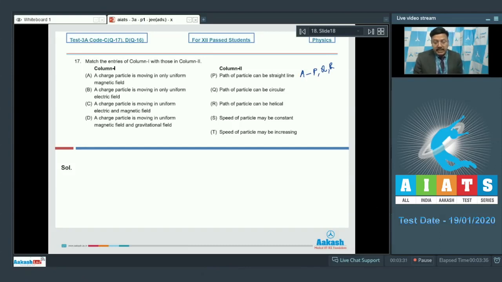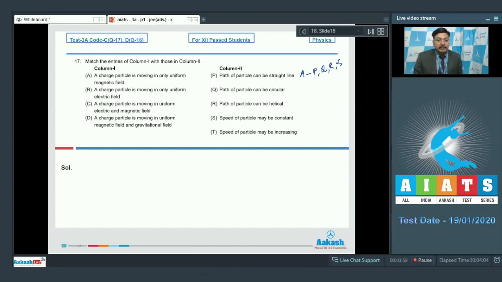and speed of particle may be constant is true because magnetic force, even if it's acting, does not change the kinetic energy, and so speed of particle does not change because of magnetic force. So S also matches. So for A, P, Q, R and S, they match. Speed of particle may be increasing will not match for the reason I just mentioned.